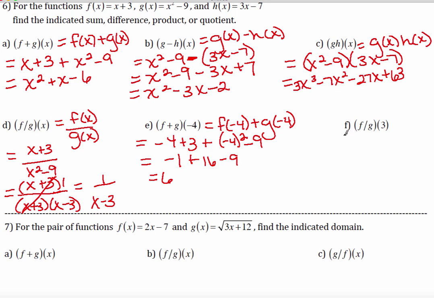And then finally we have f of 3 divided by g of 3. And my f function is going to be 3 plus 3. And my g function is 3 squared minus 9. I get 6 over 0, and that is undefined.